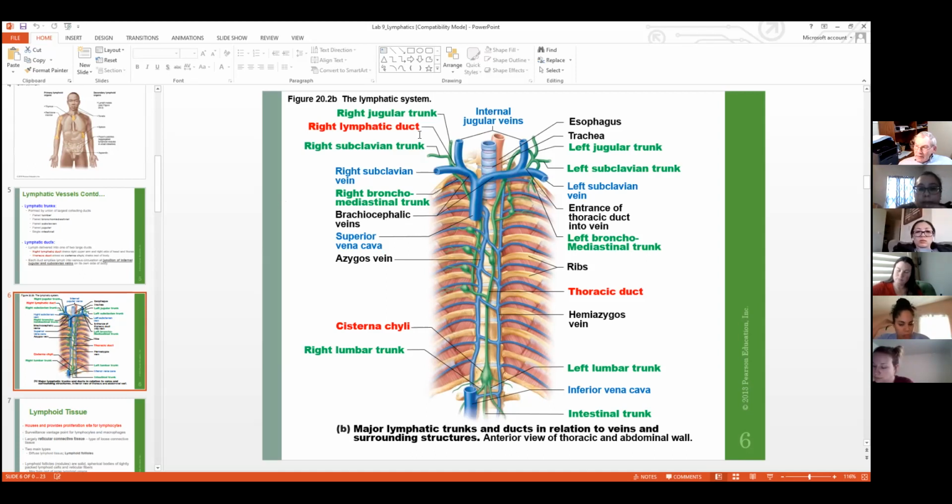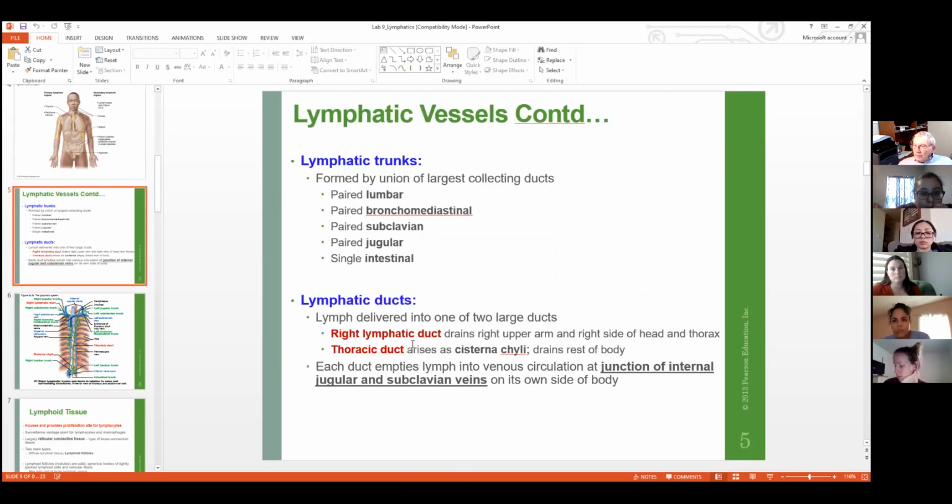Remember, the right is just this upper right side, and the left, or the thoracic, is everything else of the body. Maybe that's on this. Yeah, it's on this slide is where that is.